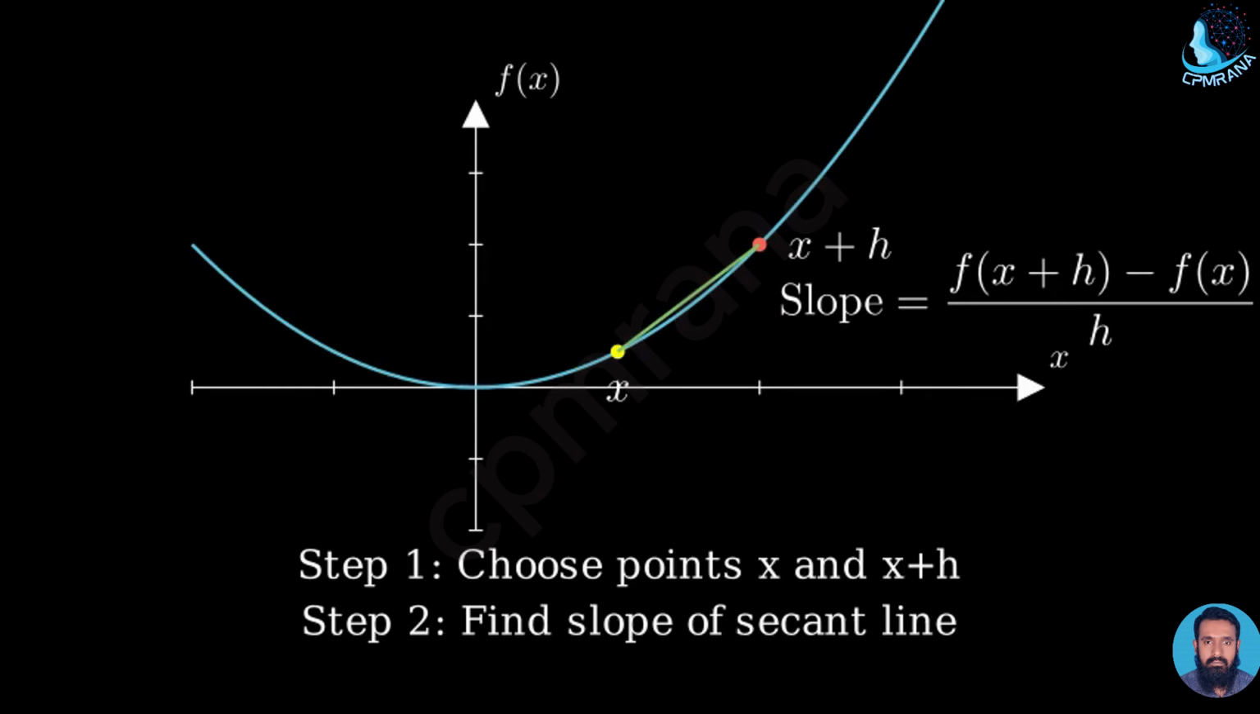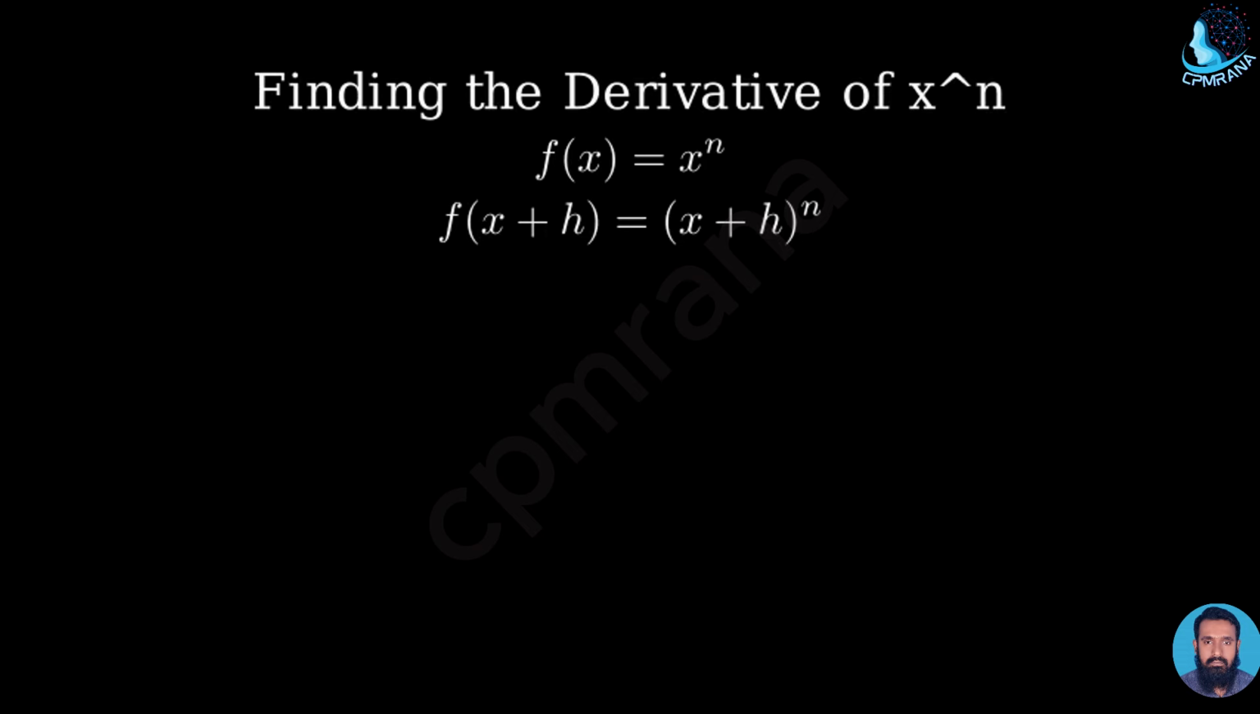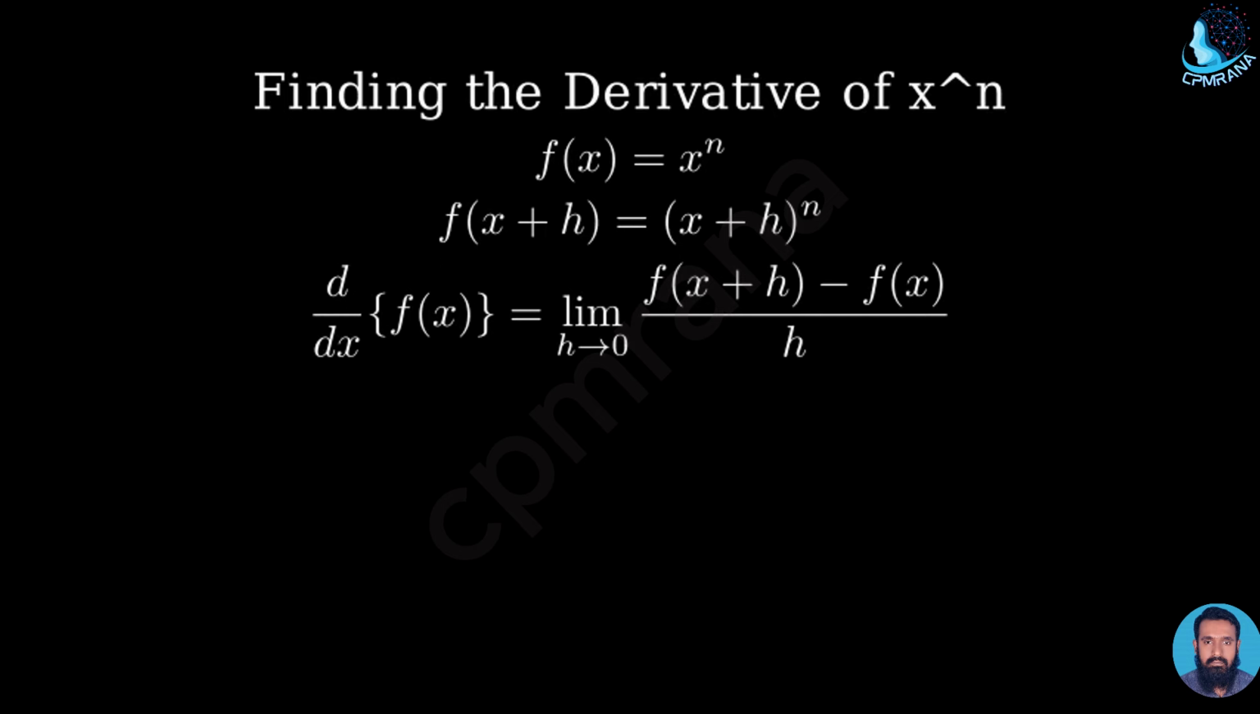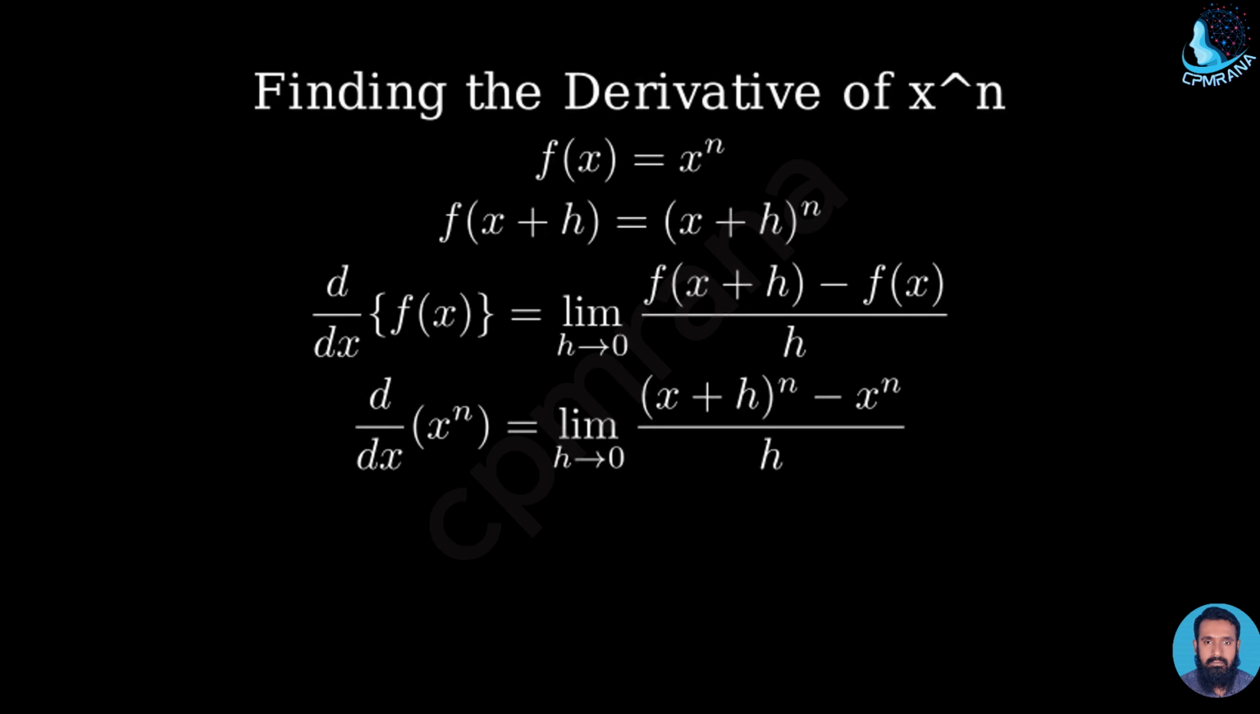Now, let's recall the definition of derivative. The derivative of f of x is equal to the limit as h approaches 0 of f of x plus h minus f of x, all divided by h. Substituting our function, we get the derivative of x to the n equals the limit as h approaches 0 of (x plus h) to the n minus x to the n, all divided by h.